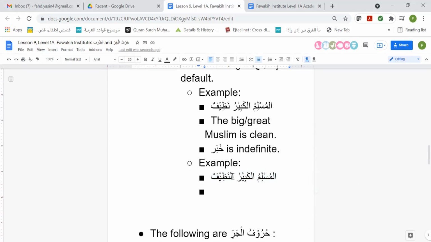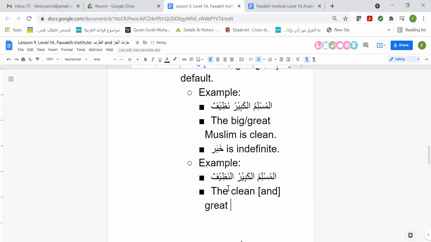So can someone tell me what this would translate to? The clean and great Muslim. Very good. Excellent. Very, very good. So this would be the clean and great Muslim.